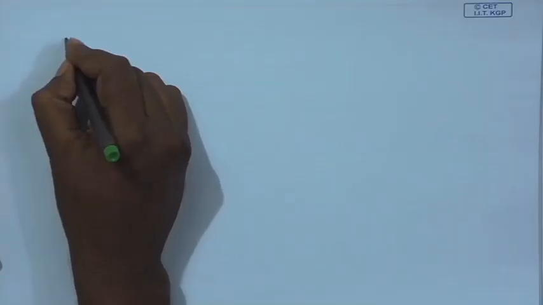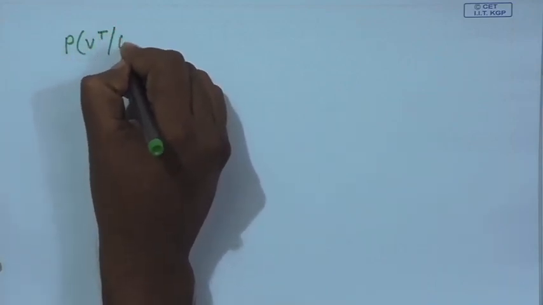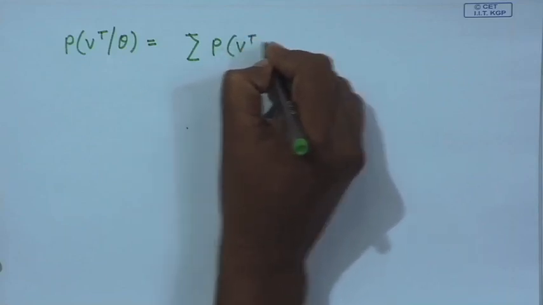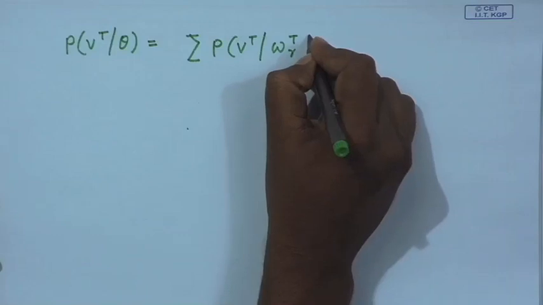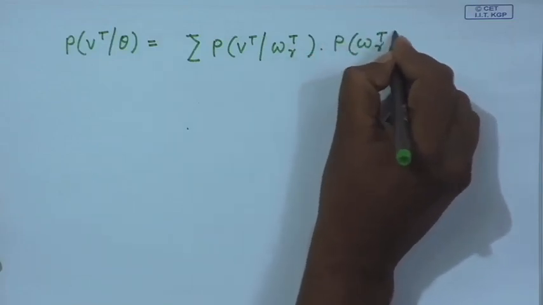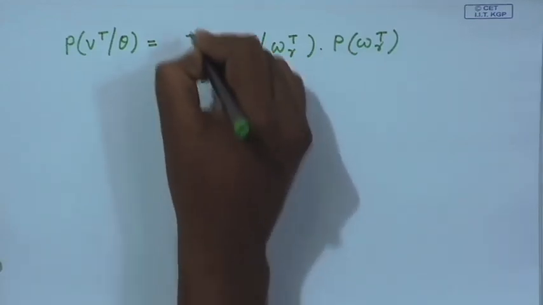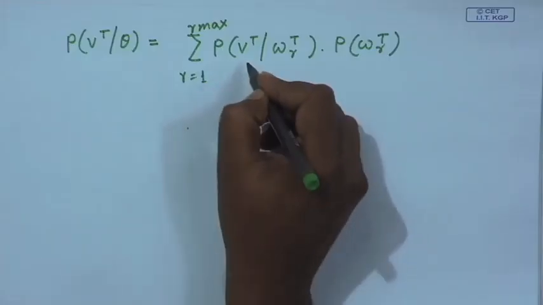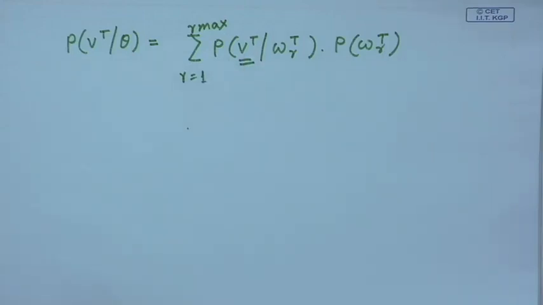And we have seen how to estimate this probability, and we have said that it is p of V t given theta, and we have estimated this as the sum of p of V t given omega r t into p of omega r t, where r will vary from 1 to r max, where r max is the total number of possible paths or total number of possible sequences of the hidden states through which the model can make transition while generating this sequence of visible symbols or sequence of visible states called V t.